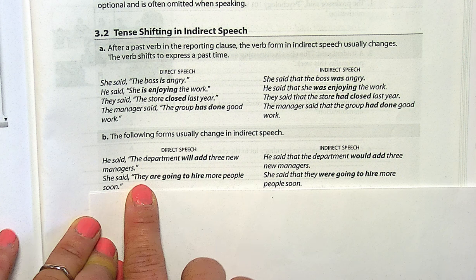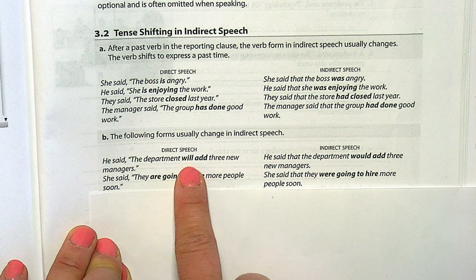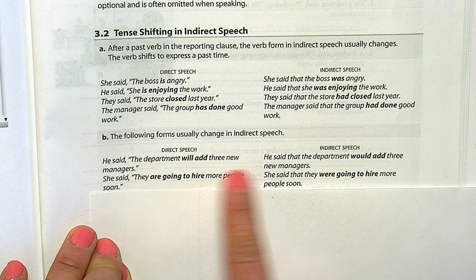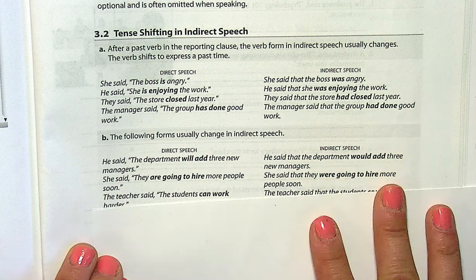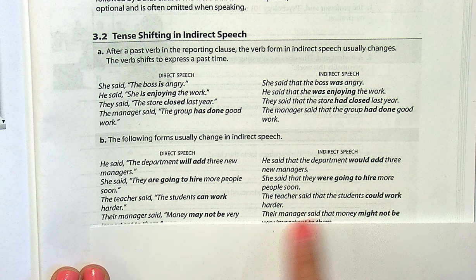She said that they are going to hire more people. She said that they were going to. We already studied this, so if it's be going to, it becomes were going to or was going to. Can becomes could. May becomes might.